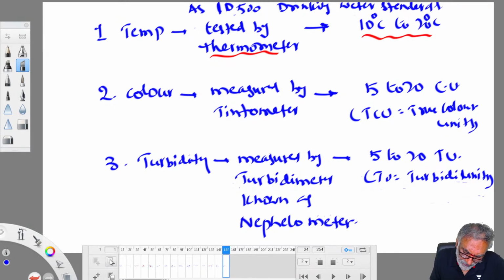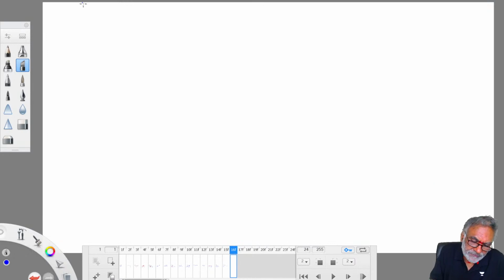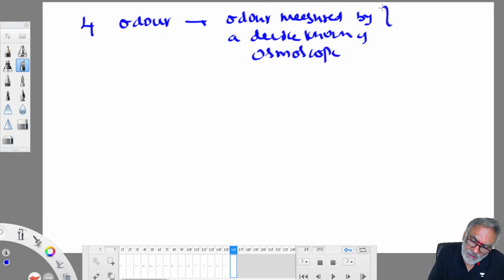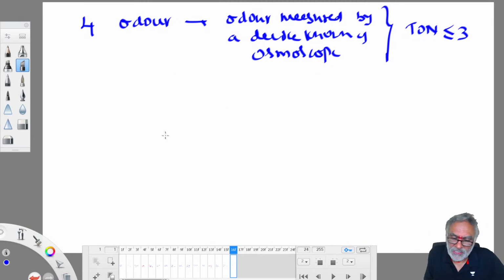Okay. Then the fourth parameter is odor and taste. Odor is measured by a device known as osmoscope, and the threshold odor number should be less than or equal to 3 for drinking water standard. If it is more than 3, it is objectionable.